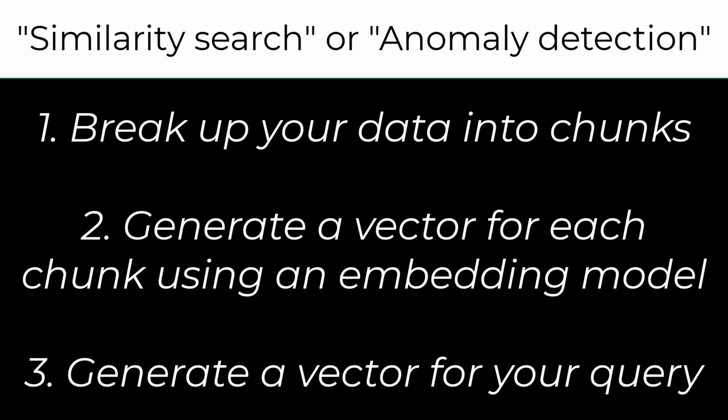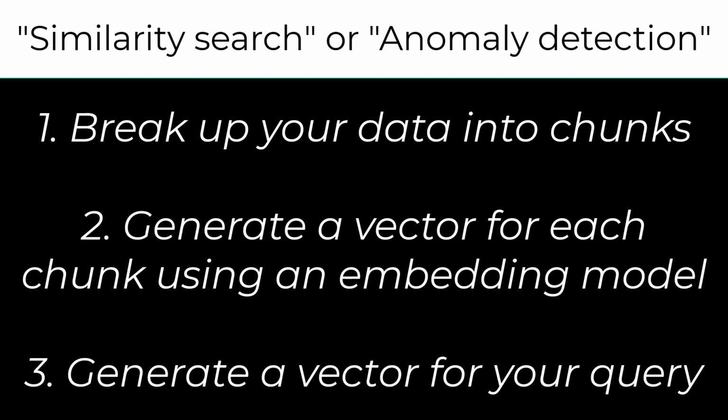The general technique for how to do similarity search or anomaly detection yourself is outlined here. 1. Break up your data into chunks. The chunks, if your data is text, would commonly be broken up by paragraph, sentence, or word, for example. You'll need to tune the size of the chunks to your use case. 2. Generate an embedding vector for each chunk in your dataset using an embedding model like text embedding ADA 002.